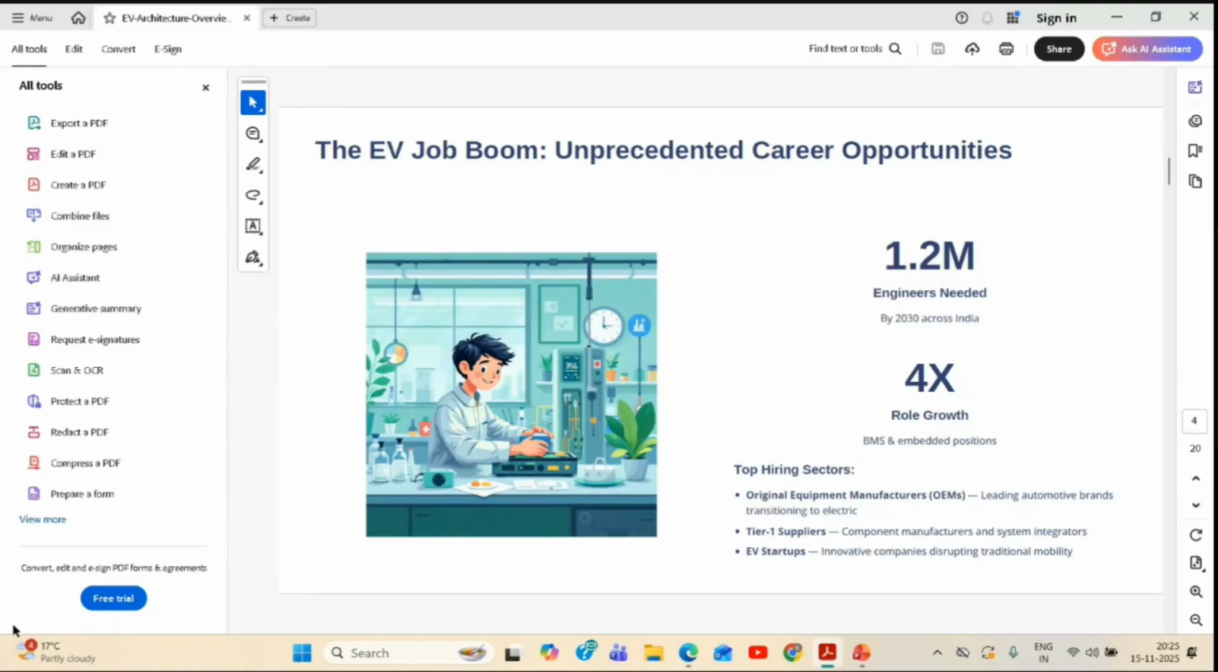But yes, there will be some domains which will be very niche and very specialized, and the problem is that right now we don't have properly skilled manpower for these domains. The first reason is that the curriculum engineering graduates are studying right now is already outdated. I have been to one of the NITs, and I will not name that NIT, but I was surprised that even there, in embedded systems, they are studying 8051.